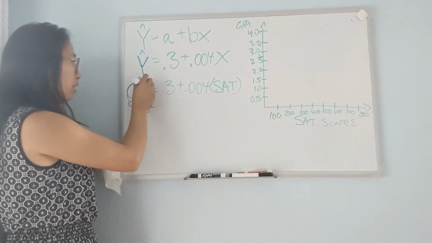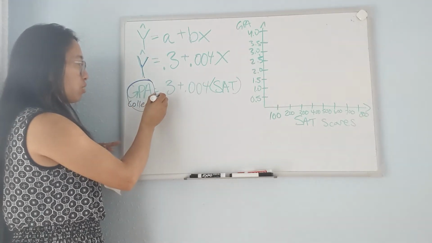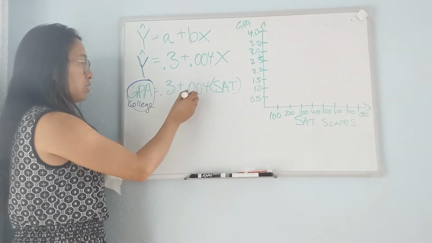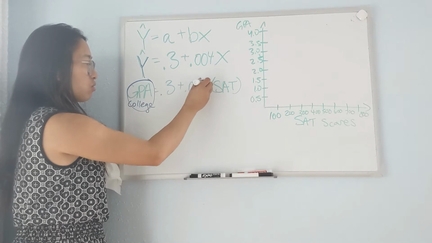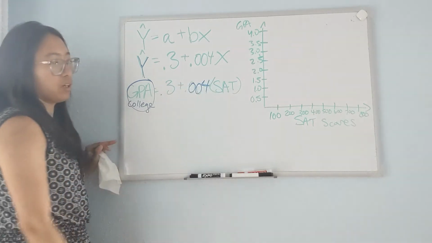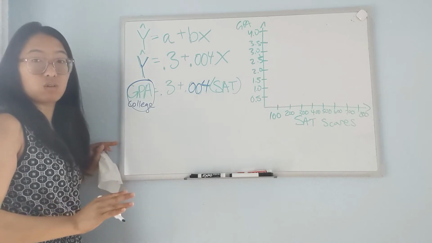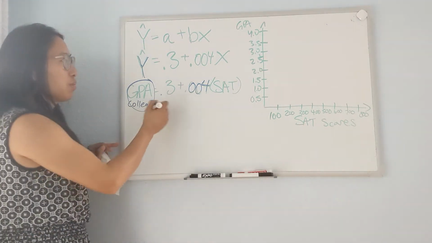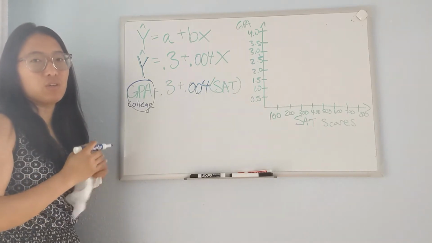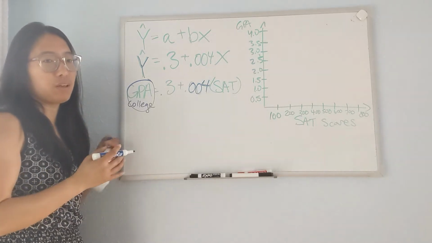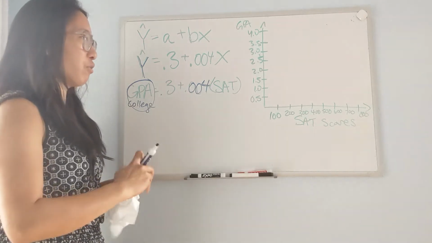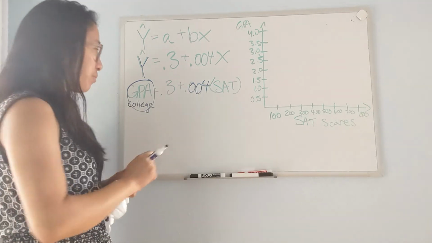So GPA in college equals the intercept, which starts at 0.3, plus the slope, 0.004, times the individual's SAT score. And this is based on data that was previously collected. Once you collect that data, you create what's called a regression line. And we'll talk about how to figure out what the regression line is.